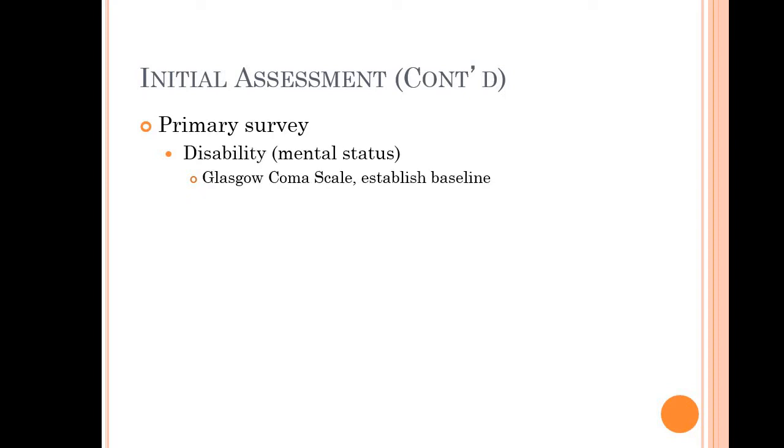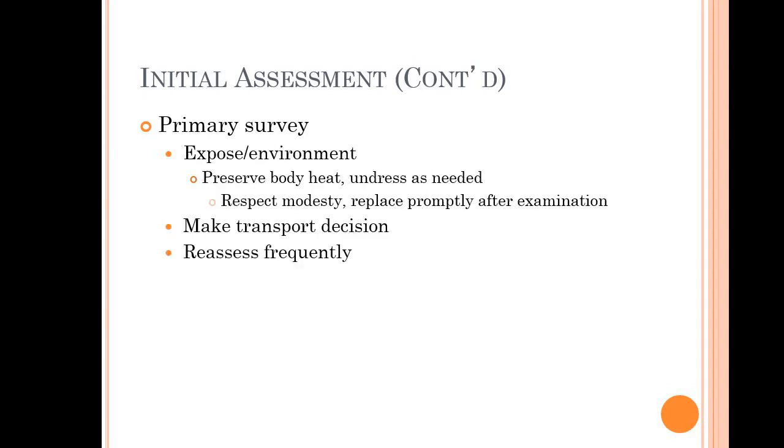And then don't forget we talked about in the assessment section about this disability. It's going to be more in depth in your AVPU. And make sure you can establish a baseline. Are these people normally A&Ox4 or what? So make sure that whatever environment they're in, they can actually maintain adequate body heat. They're not too hot, they're not too cold, that sort of thing. And make your transport decision. Don't forget you've got to reassess frequently, so you can't just sit behind these patients all the time and not do anything.